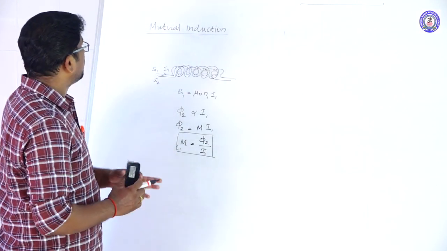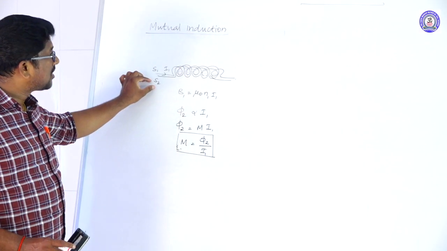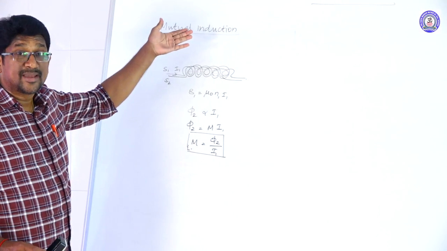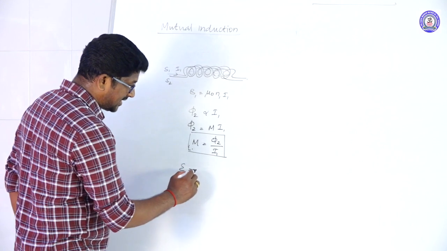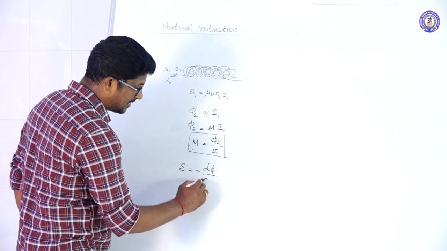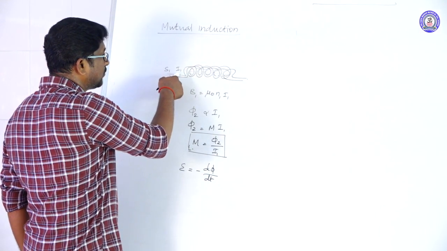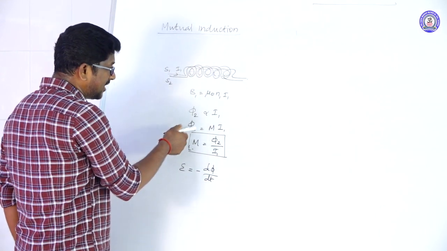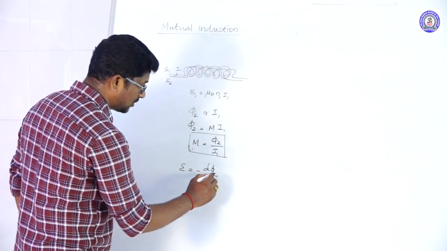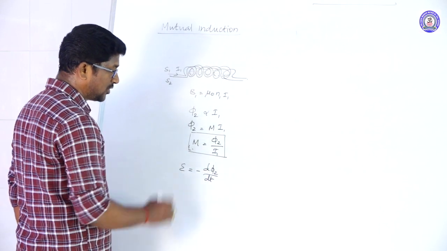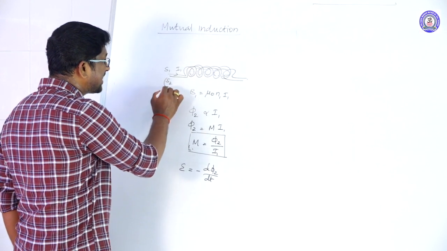Mutual induction is the phenomenon of producing induced EMF in one coil when the current flowing through the neighboring coil changes. The induced EMF is generally given by E equals minus d phi divided by dt. When the current I1 flows through the first solenoid, magnetic flux is produced in the second solenoid. The total magnetic flux is phi 2, so minus d phi 2 divided by dt. Due to the change in magnetic flux, an EMF is induced in the second solenoid.